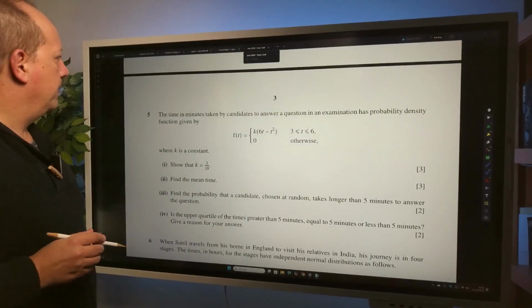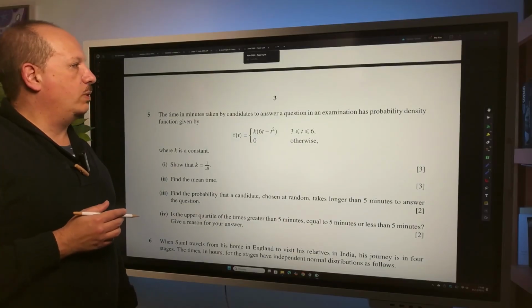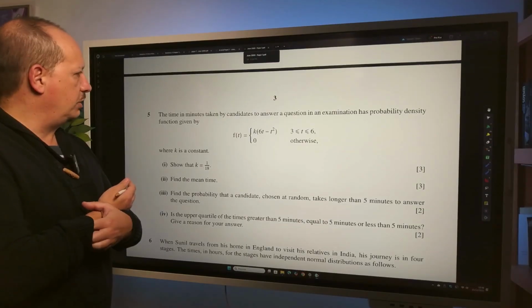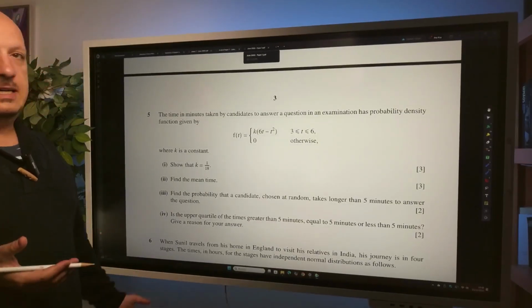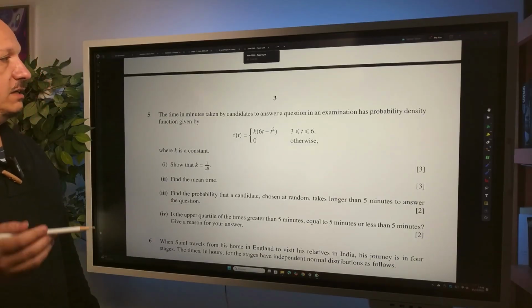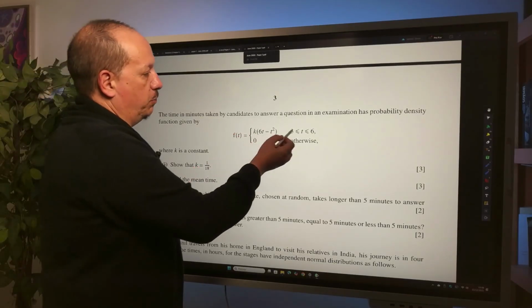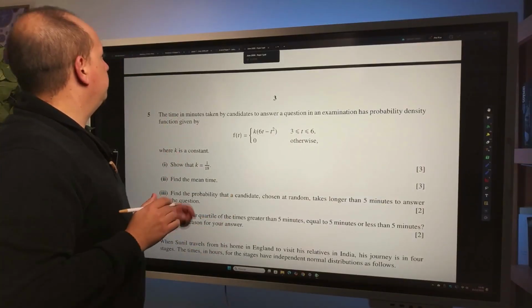Question 5. The time in minutes taken by candidates to answer a question in an examination has probability density function given by, and there you have it. Again, k is a constant, show that k equals 1 over 18. So what are you going to do? You are going to integrate this between 3 and 6, equal it to 1, and solve it for k.